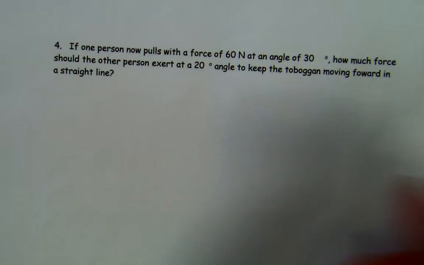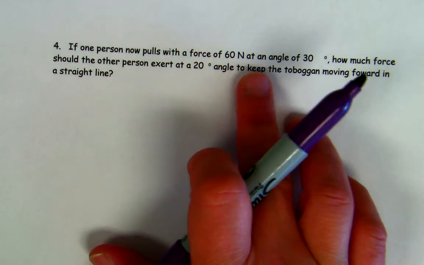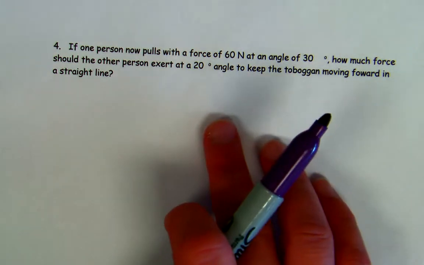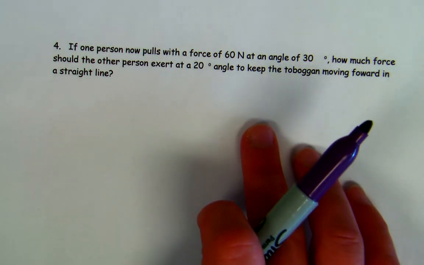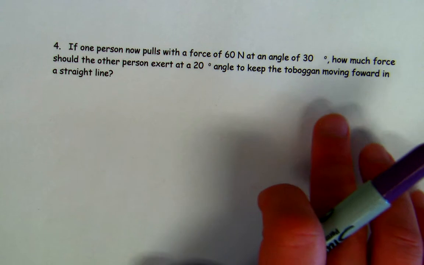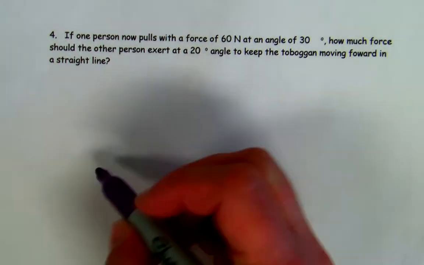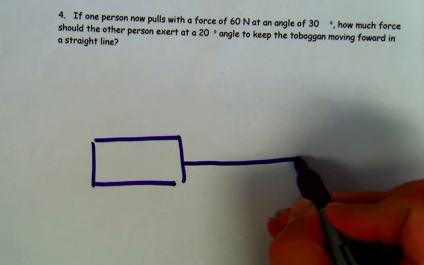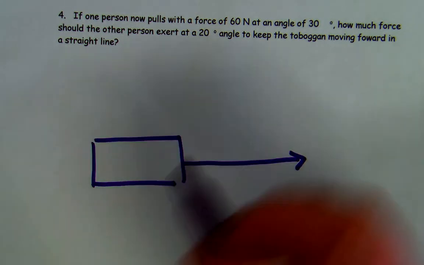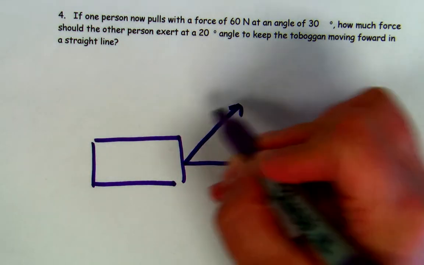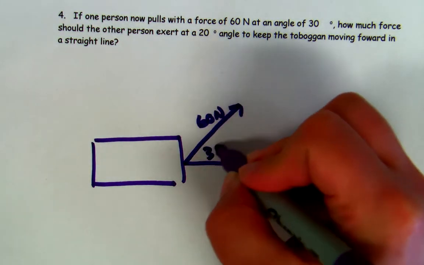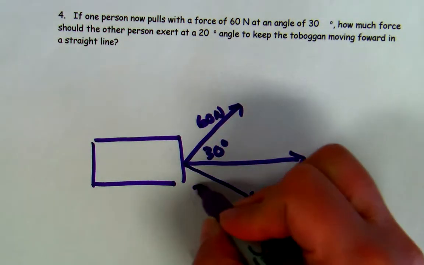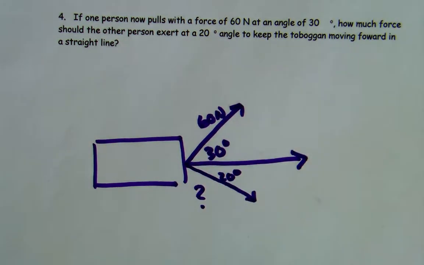Now, if one person pulls with a force of 60 newtons at an angle of 30 degrees, how much force should the other person exert at 20 degrees to keep the toboggan moving forward in a straight line? So again, I'm going to do a bird's eye view. So there's our toboggan. There's our forward line of motion. Now we have 60 newtons at 30 degrees, and we have some newtons at 20 degrees.